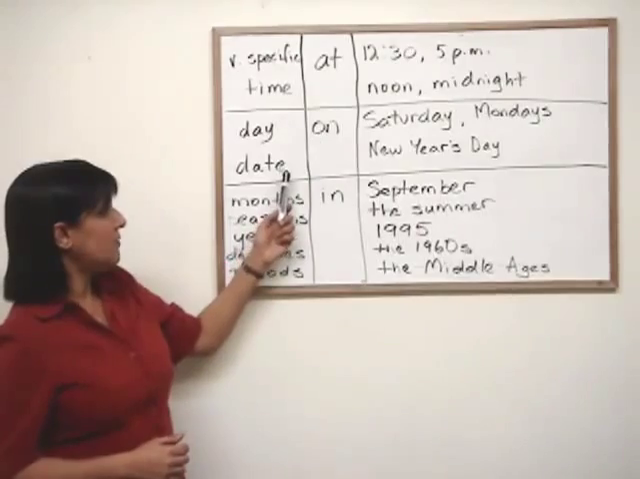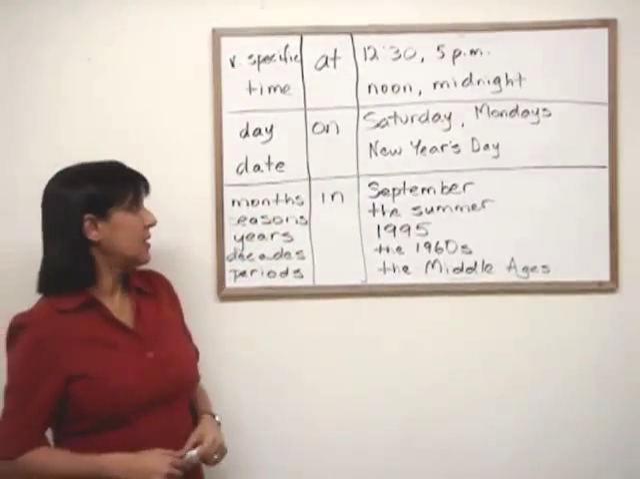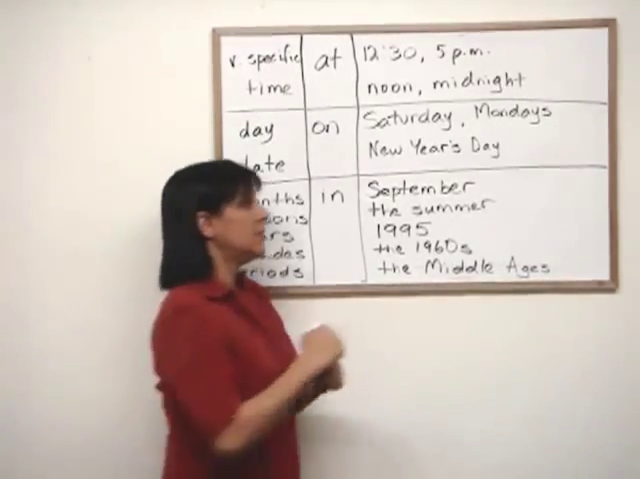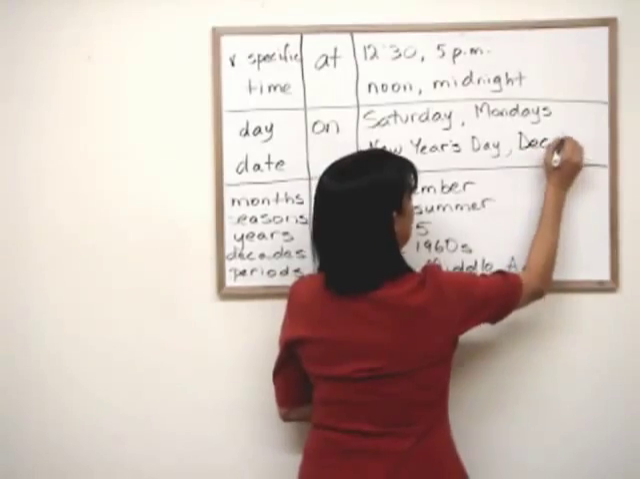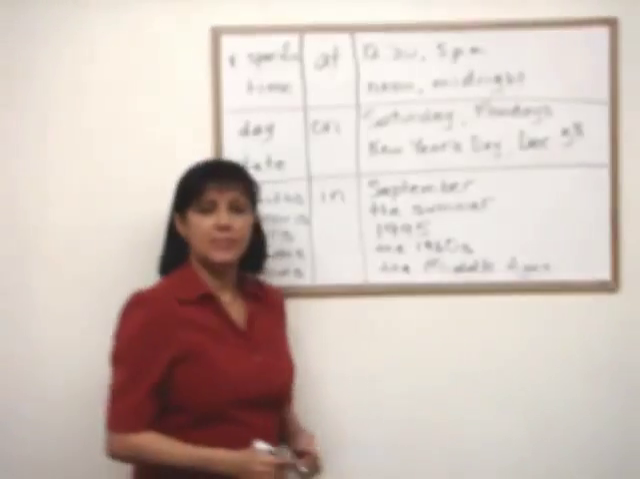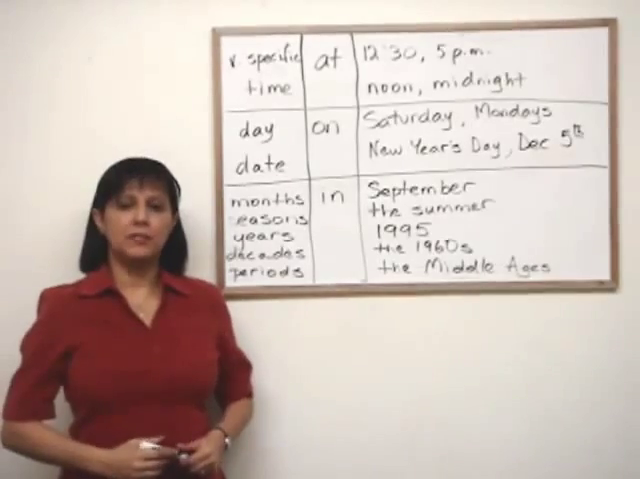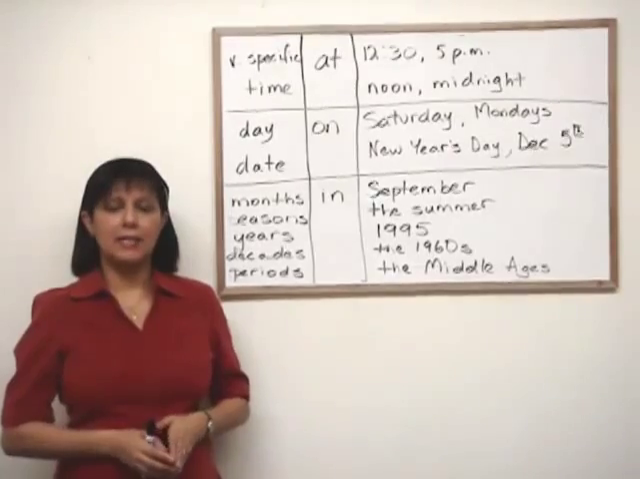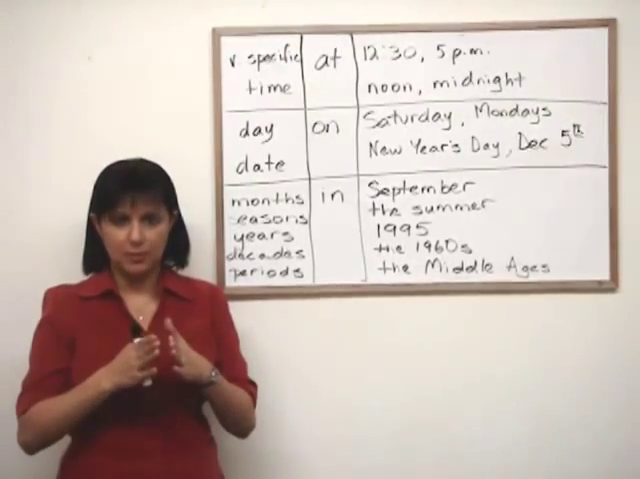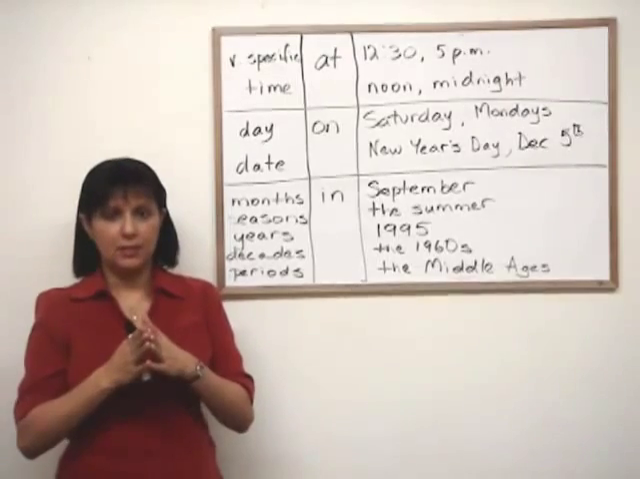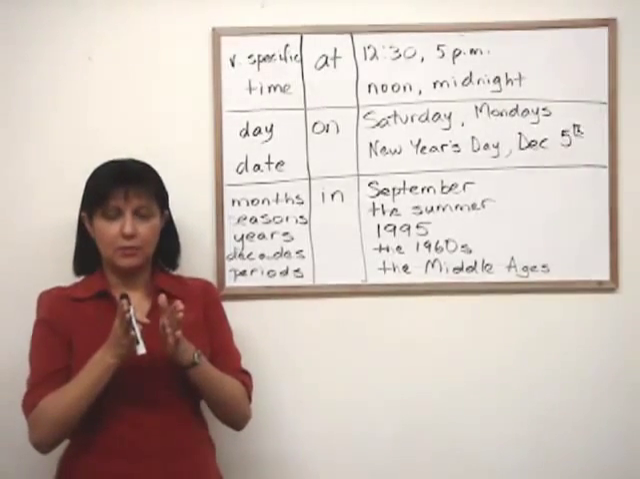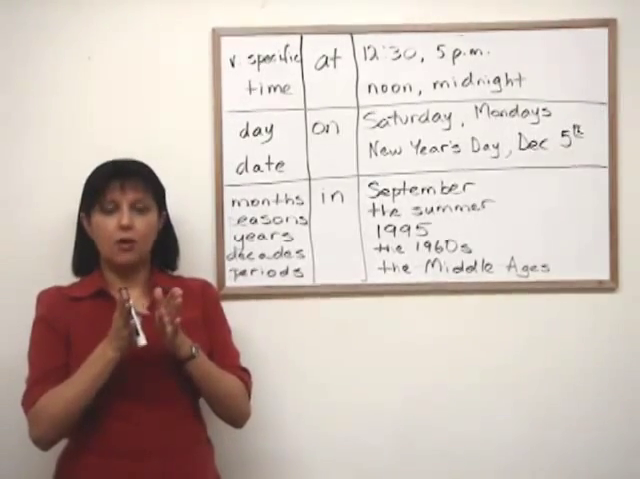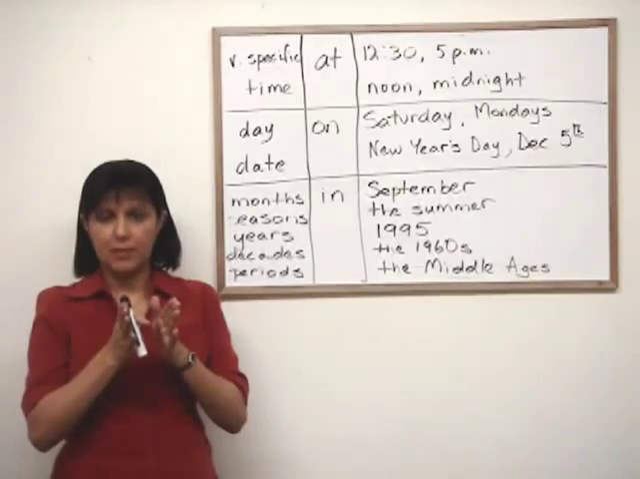You can also use this for a particular holiday. We are going to meet on New Year's Day, or on a particular date. You could say we're going to meet on December 5th. So, to review, at is very specific, a particular period of time, at 12:30. On is a little bit wider, for one day or one date, on Monday, on January 25th, right?